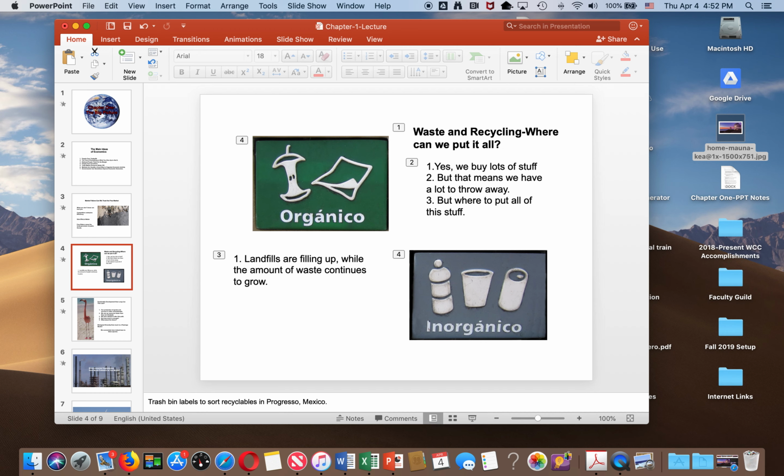Chapter 9 discusses more solutions to this mounting waste problem. So yes, we buy lots of stuff, but that means we have a lot more to throw away. And the question is where to put all the stuff. Landfills are filling up while the amount of waste continues to grow.